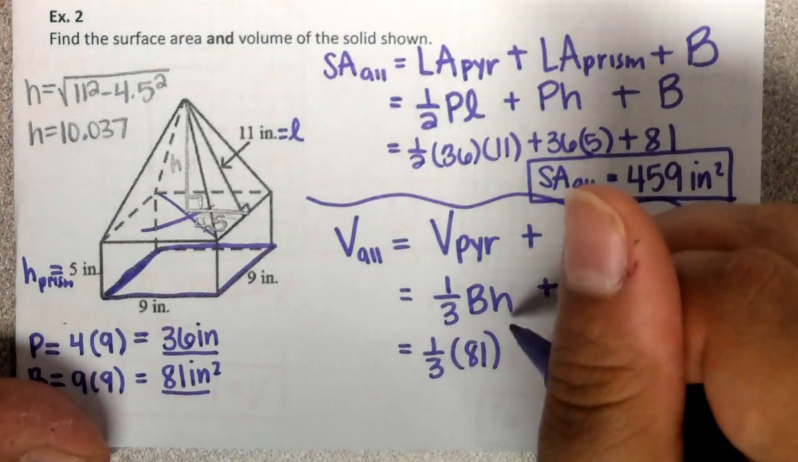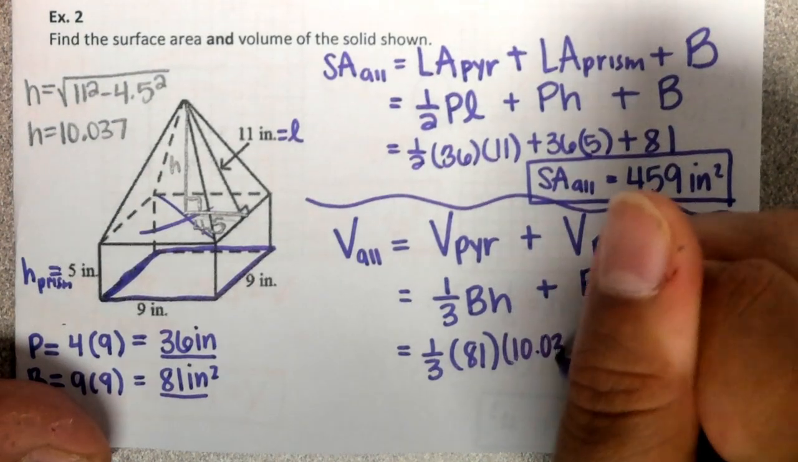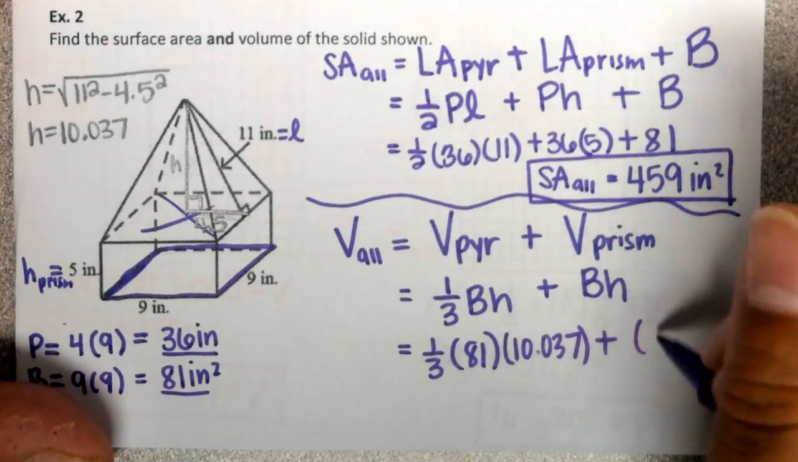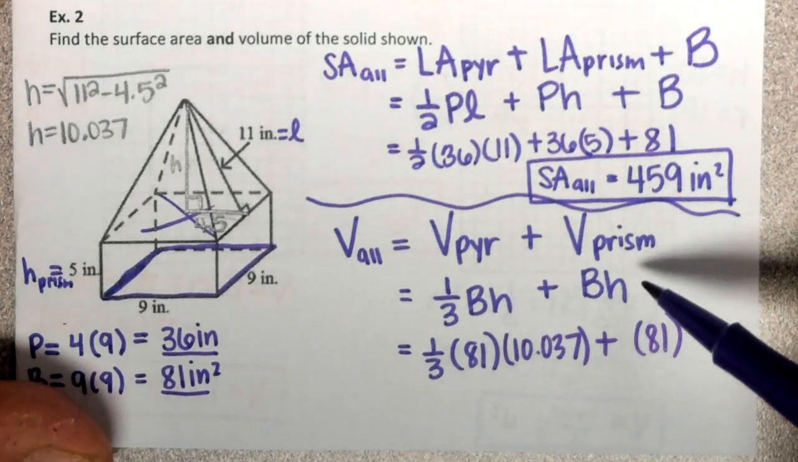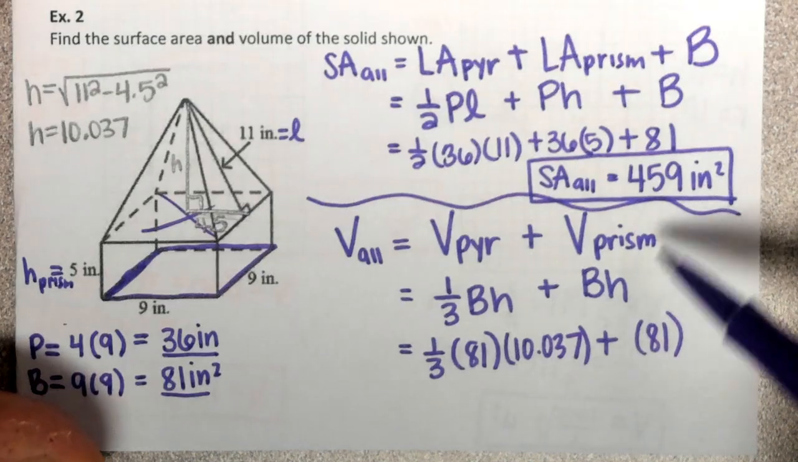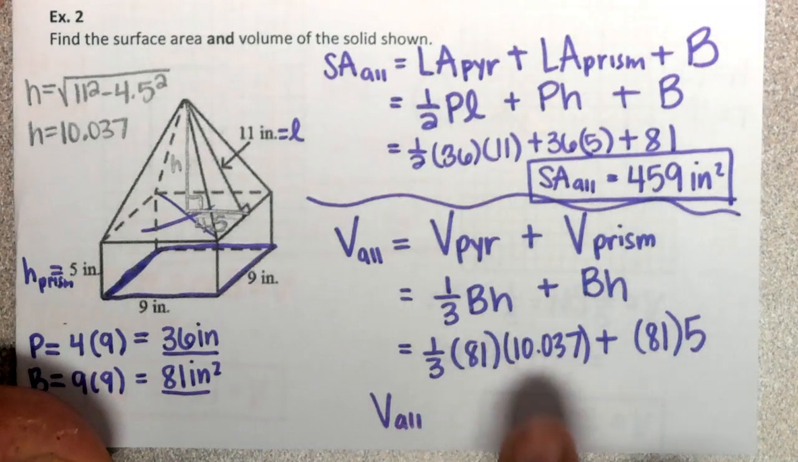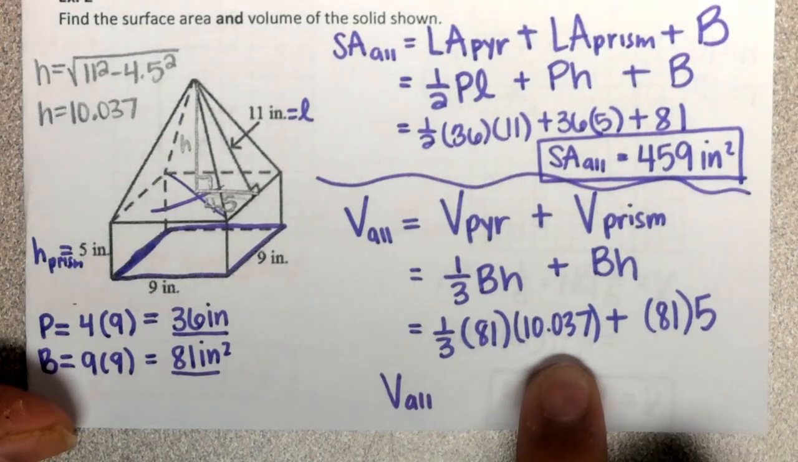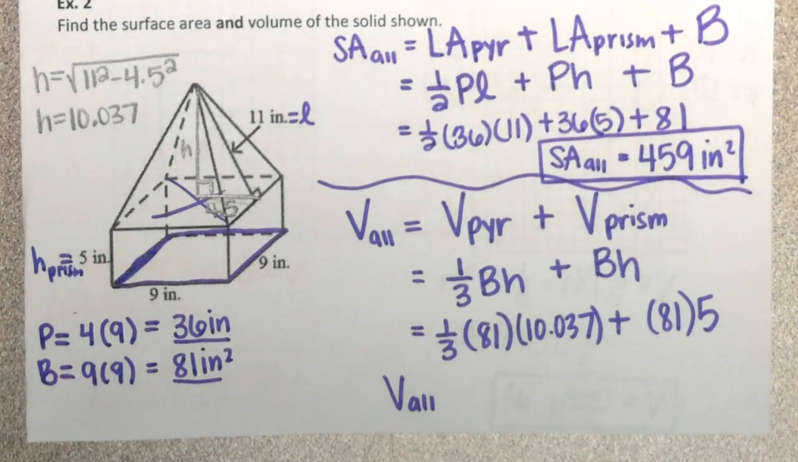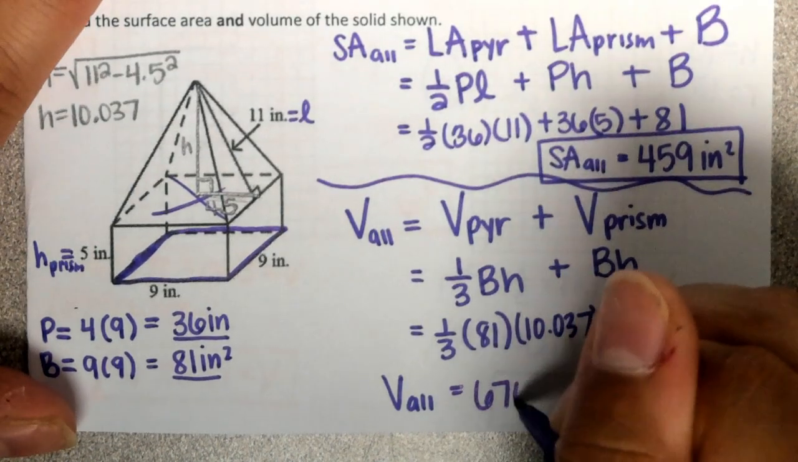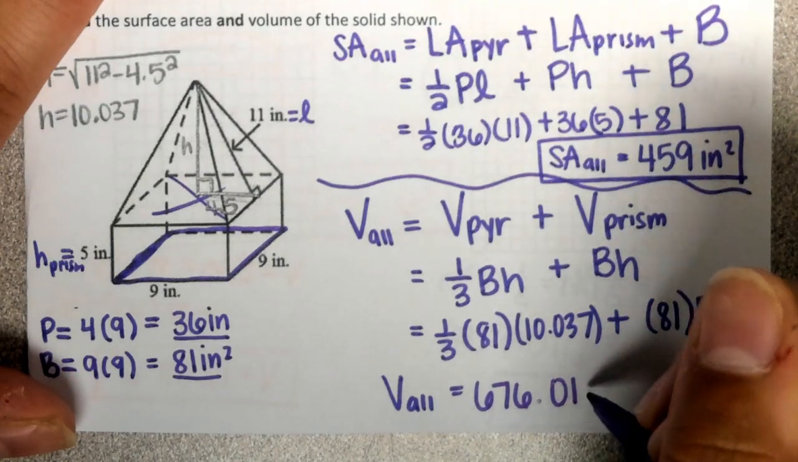All right, now I'm going to plug that in. 10.037 plus, again, big B is 81. And this time now we're on the height of the prism. What's the height of the prism? 5. And plug all of that into Desmos, but don't put that in. What are you going to put right there? H. Put H right there, please, when you plug that into Desmos. So 1/3 times 81 times H plus 81 times 5.